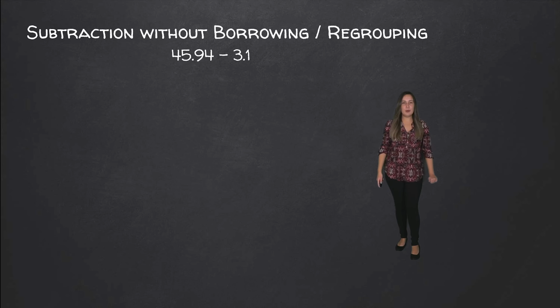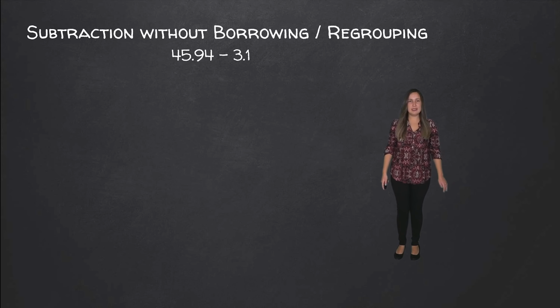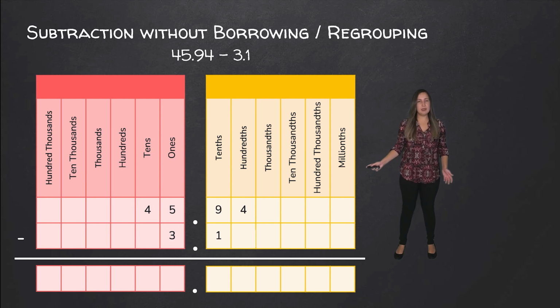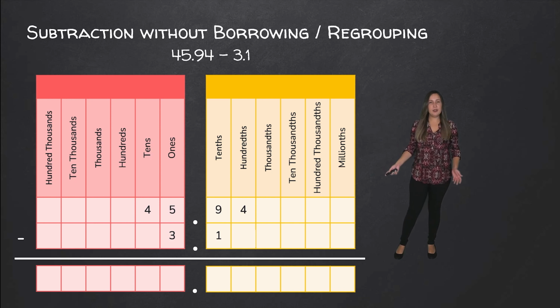So here we have 45 and 94 hundredths minus 3 and 1/10. To make it a little easier, we're going to add a place value chart. Notice that when we put our numbers in our place value chart, our decimal points get lined up. A trick, if we didn't have this chart, is to line up our decimal points when we subtract so that our place values are lined up.